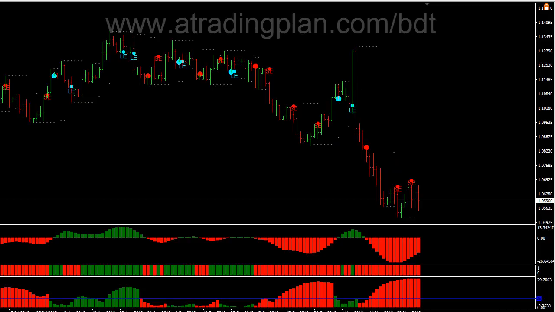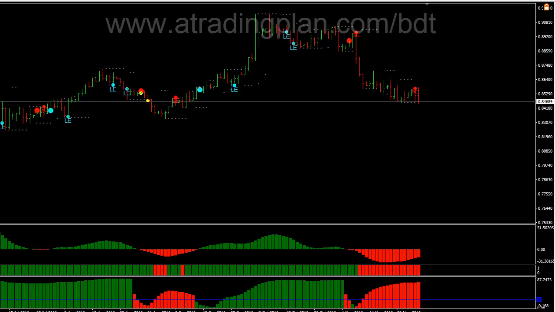So this is the daily chart. I'll stay on the daily chart. This is the Euro-Japanese yen.